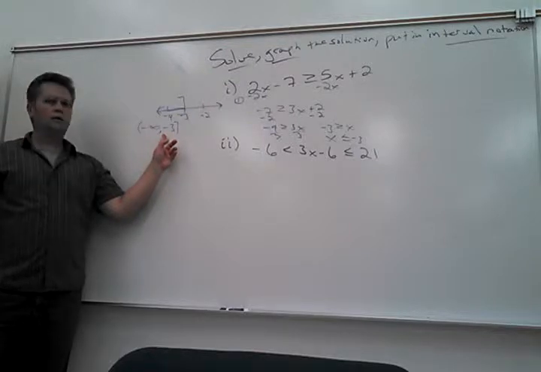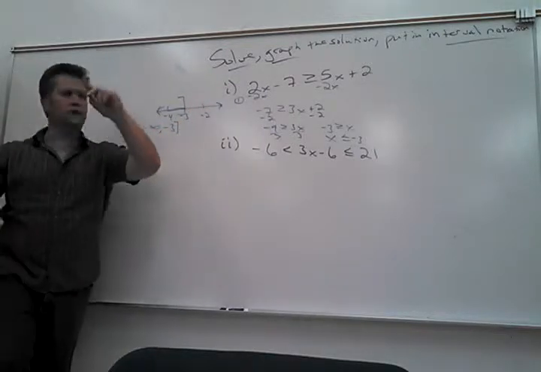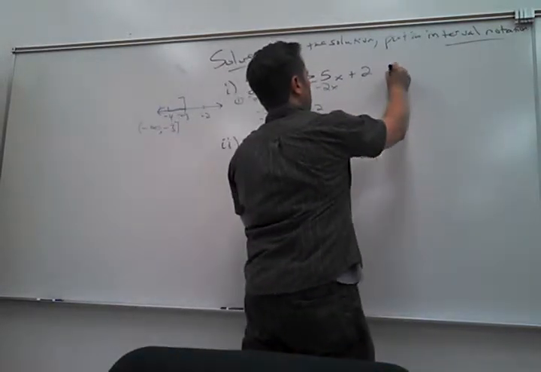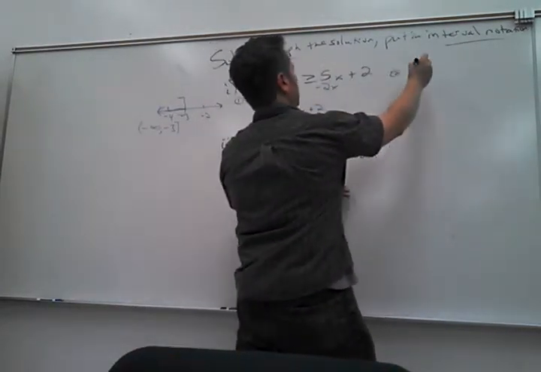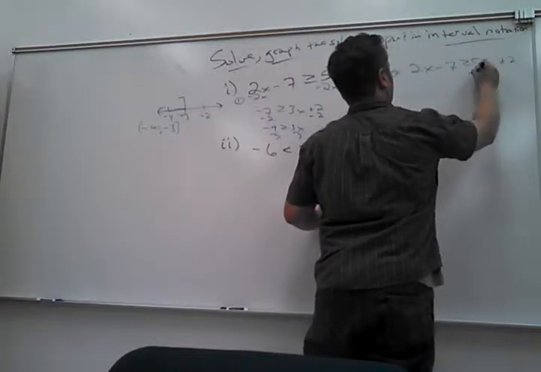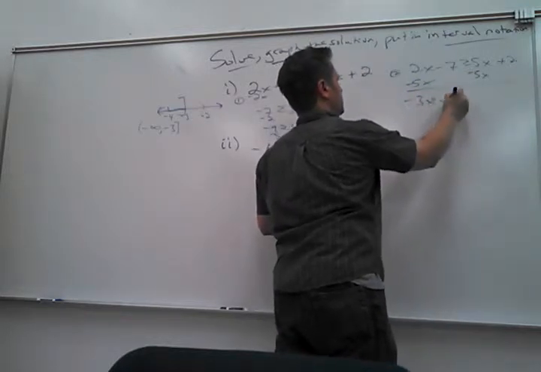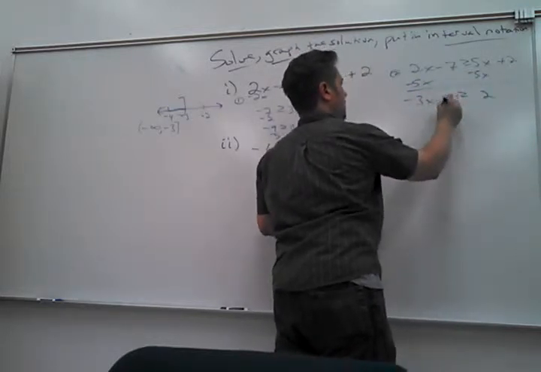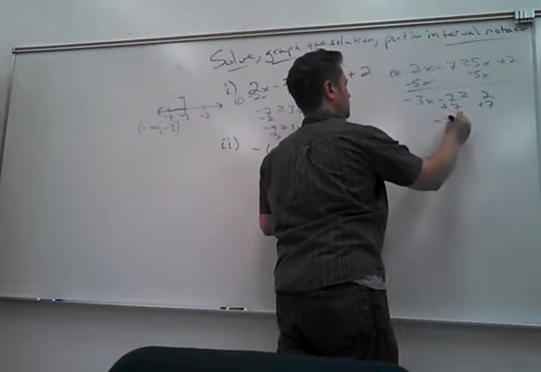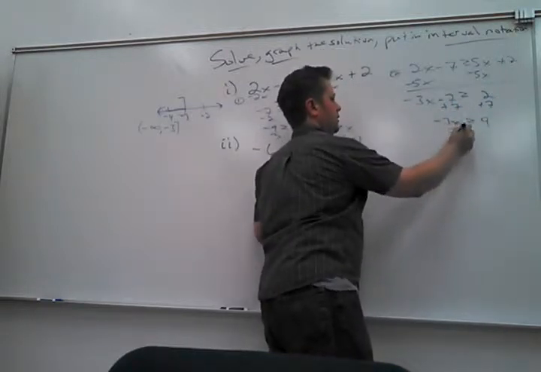Good. Anybody do this a different way? Yes. Okay. A few of you guys. So the other way to do this problem is to maybe subtract the 5x. So you get negative 3x minus 7, and then add the 7. And then you divide by negative 3.